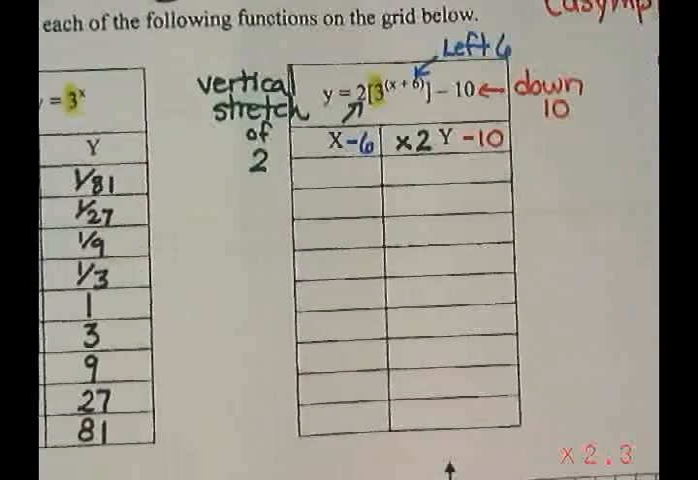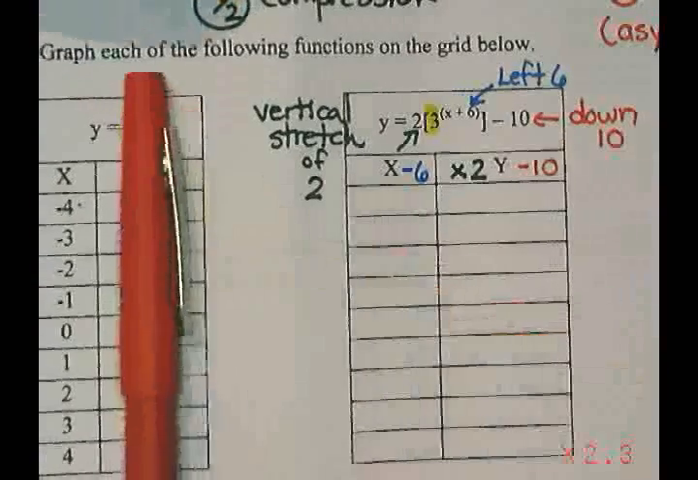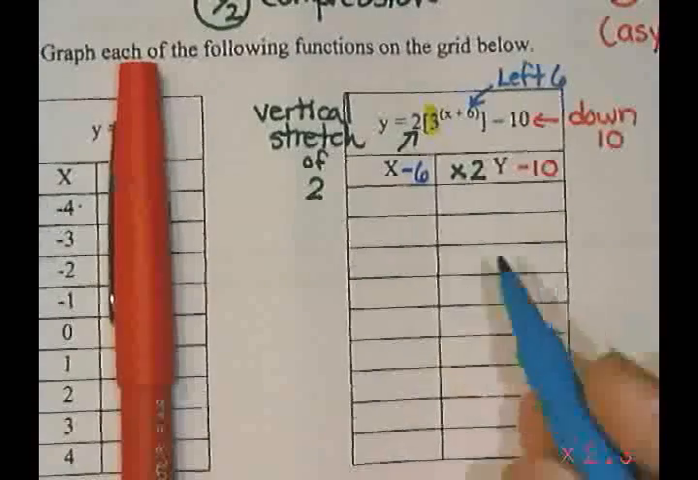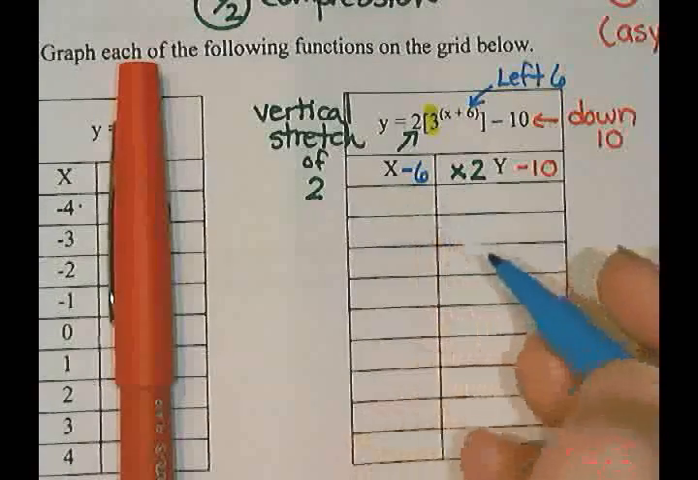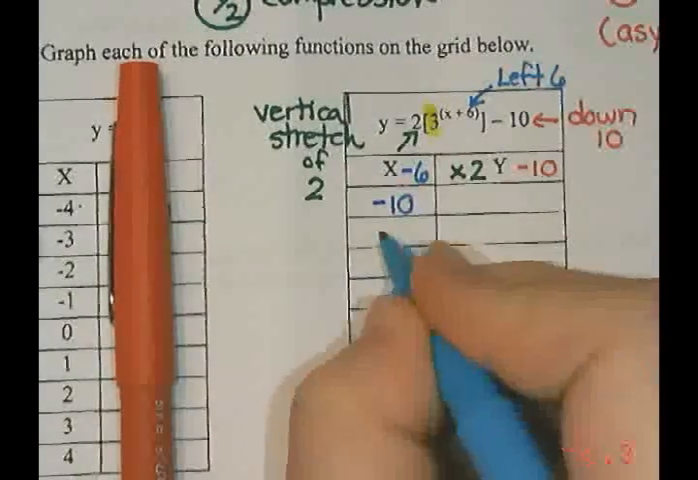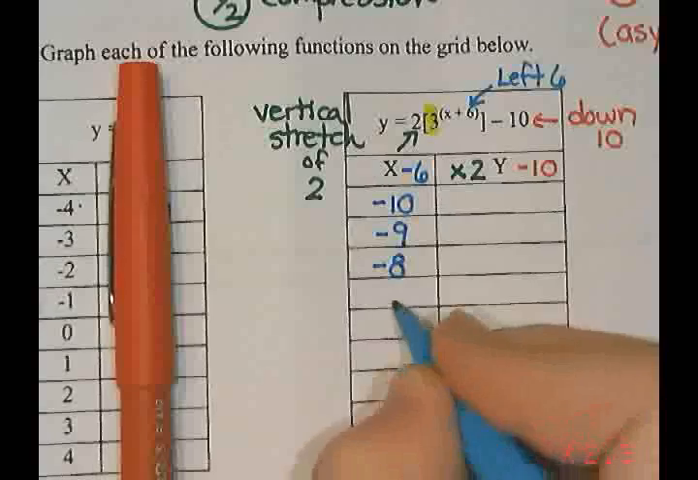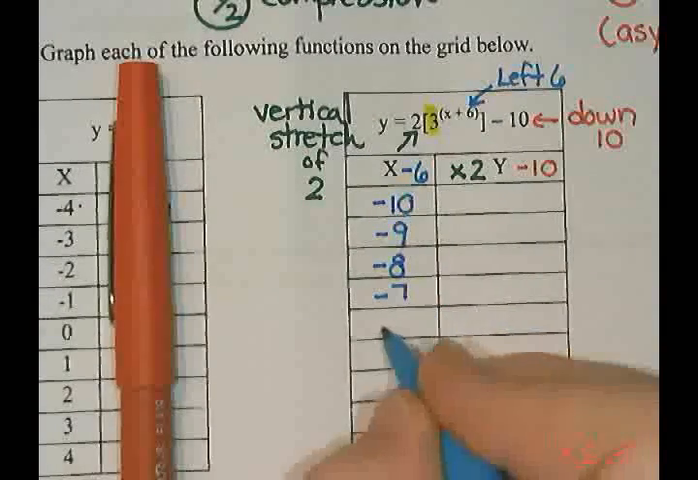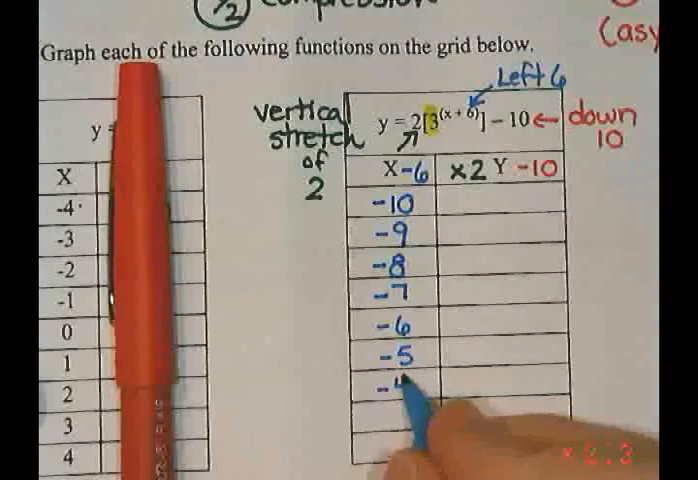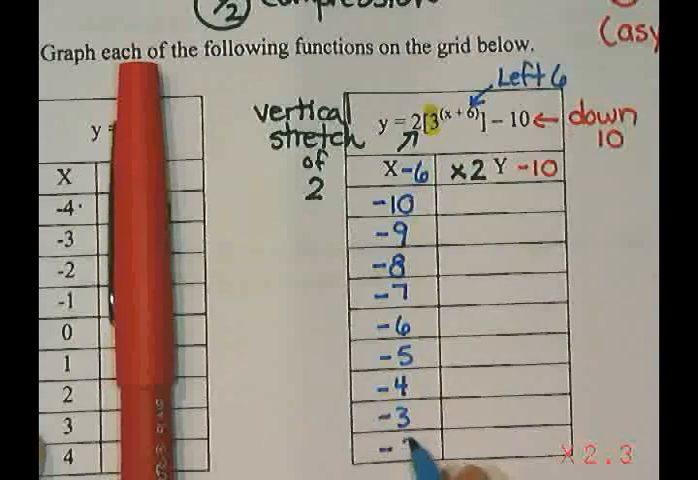Let's see if I can slide this over a little bit here. I don't know if we can see them. There we go. And I just like to cover up the ones that I've already done, so I don't use the wrong one. So I'm going to take each of my x values and subtract 6. I think we've done this before. So negative 4 take away 6 is negative 10, and then negative 9, negative 2 minus 6 is negative 8, negative 1 minus 6 is negative 7, let's keep going, negative 6, negative 5, negative 4, 3 take away 6 is negative 3, and 4 take away 6 is negative 2.